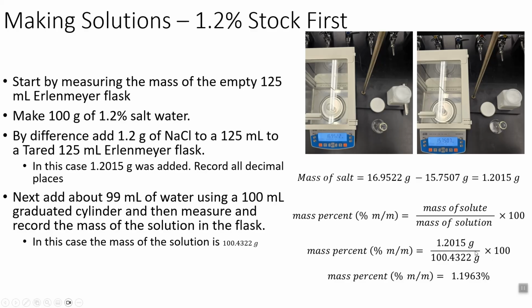100.4322 grams, and then we can find the mass percent by taking the mass of the salt, or the mass of the solute, divided by the mass of the solution, and then we find that it's around 1.2%, which is 1.1963%.